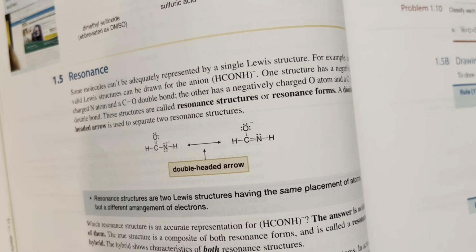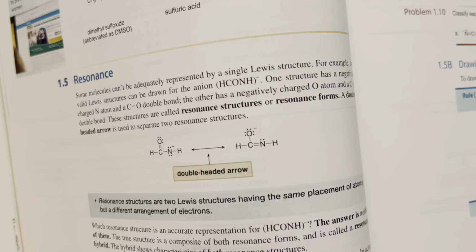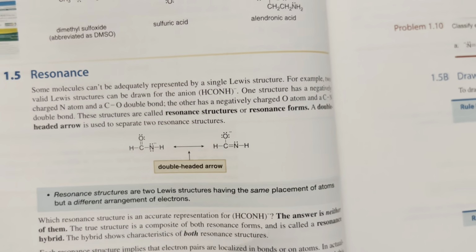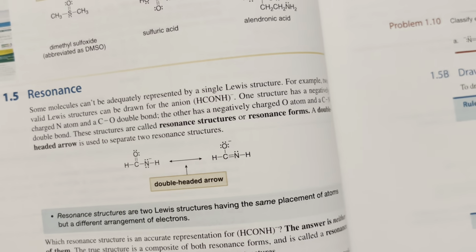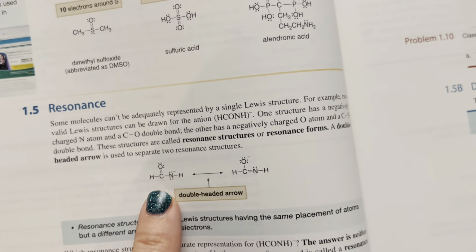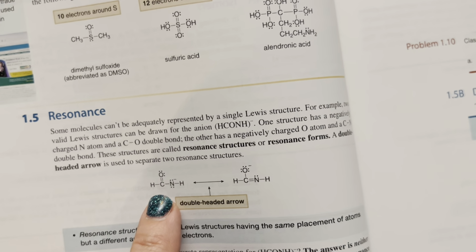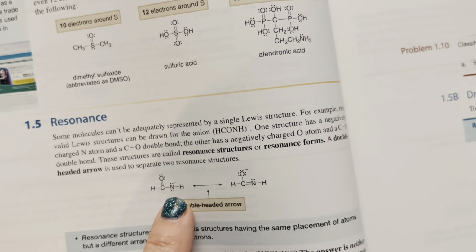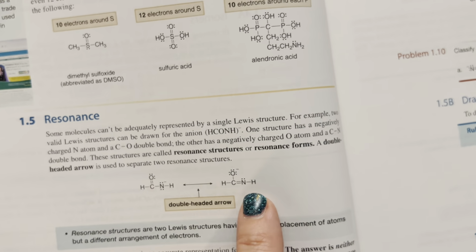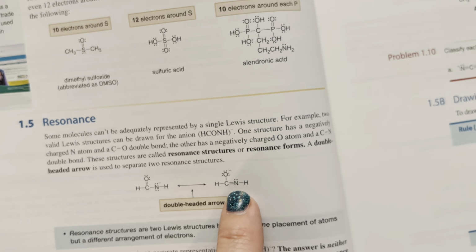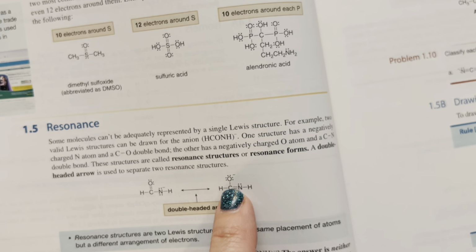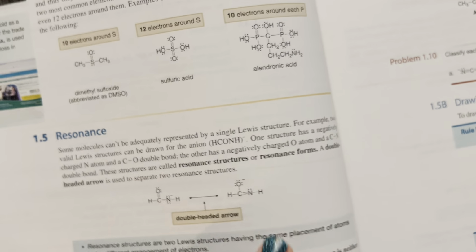Okay, so I'm going to make sure this is focused. Okay, so this anion, we've got this double-headed arrow here, right? That's showing the two resonance structures. Here we've got a double bond between the carbon and oxygen, and there's a negative charge on this nitrogen. Whereas in this resonance structure, we have the double bond between the carbon and the nitrogen, and we've got this single bond to the oxygen and the negative charge is on the oxygen.